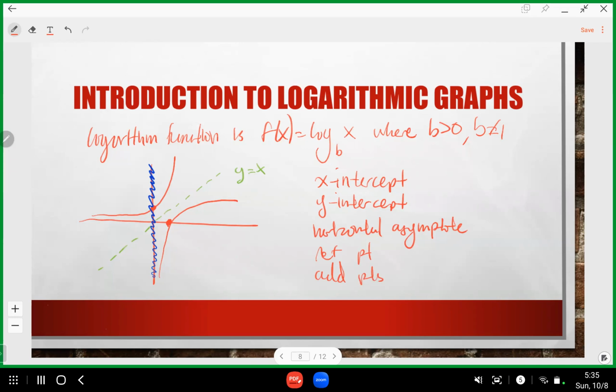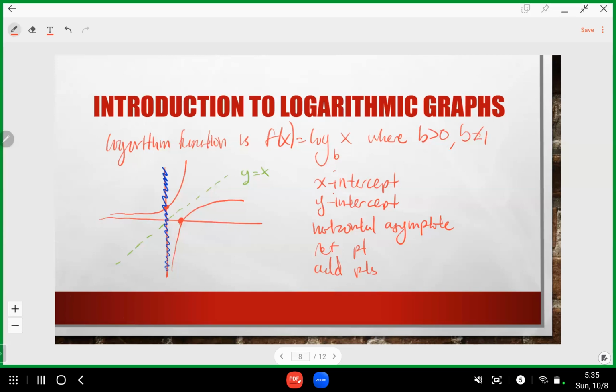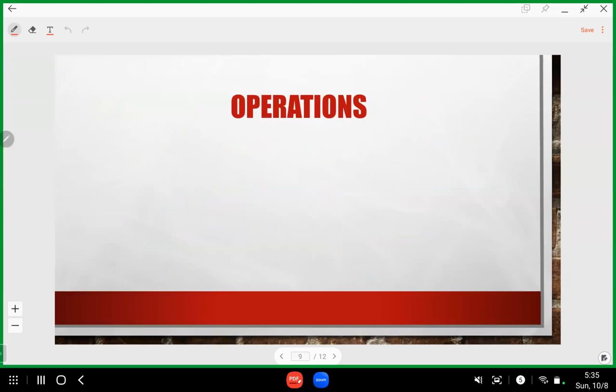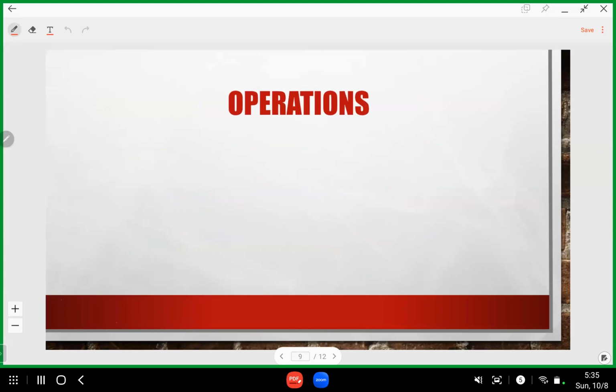Some properties: it is continuous, with no sharp corners, it passes through (1, 0), it has a vertical asymptote, and it is one-to-one, which means it has an inverse again. So basically the same things as the exponential function. Now let's go on to some operations on log functions.